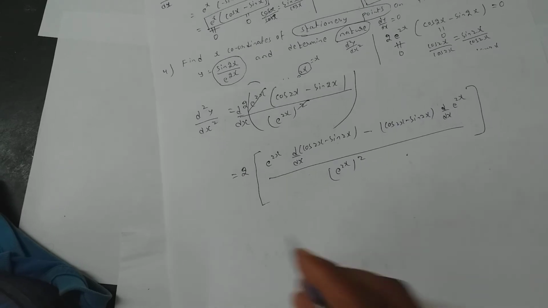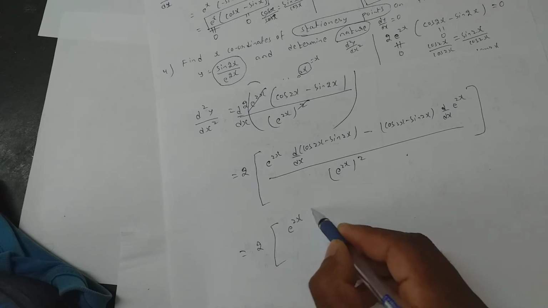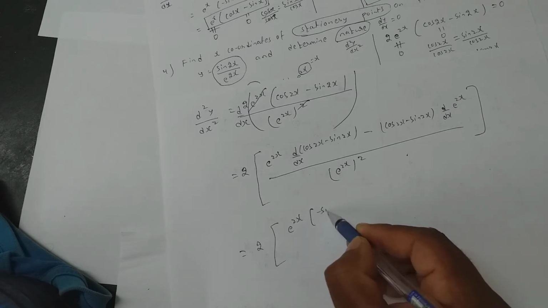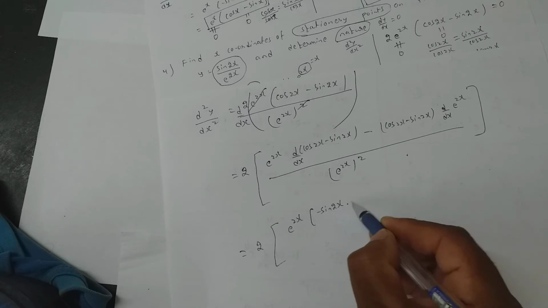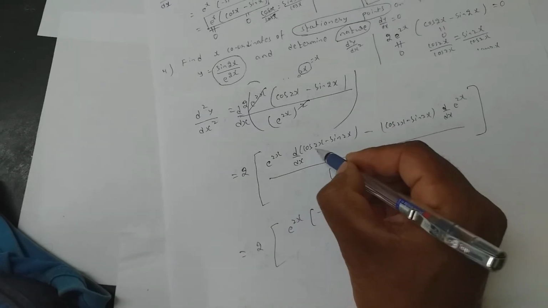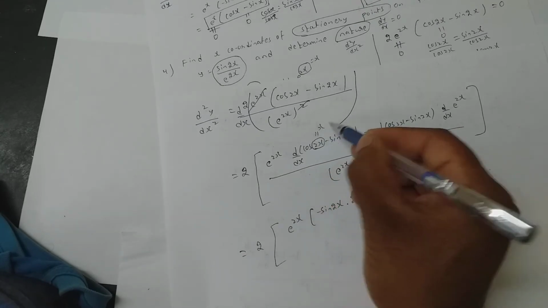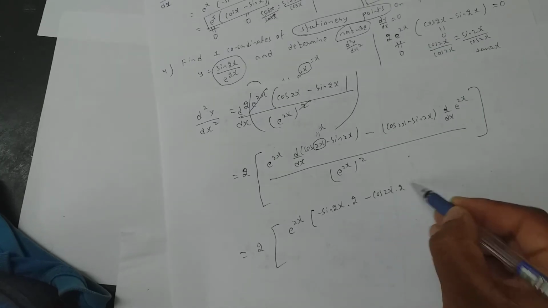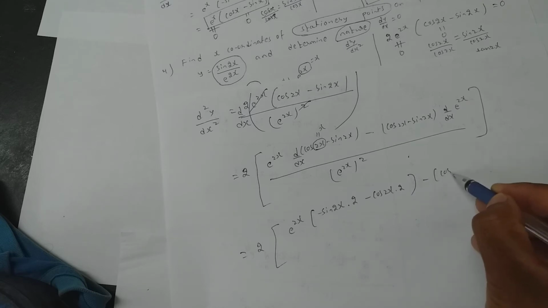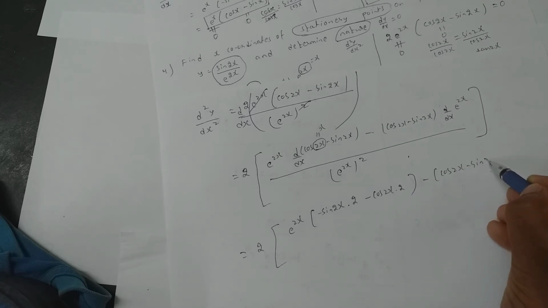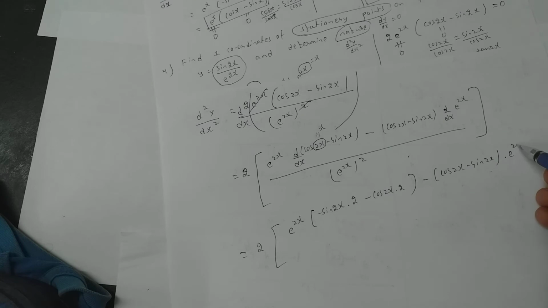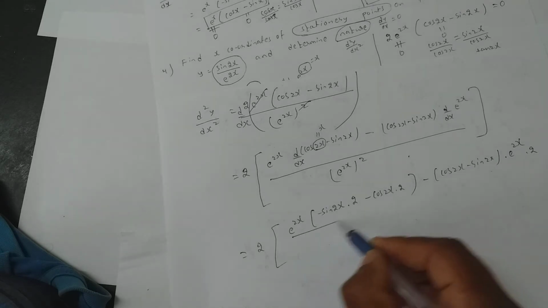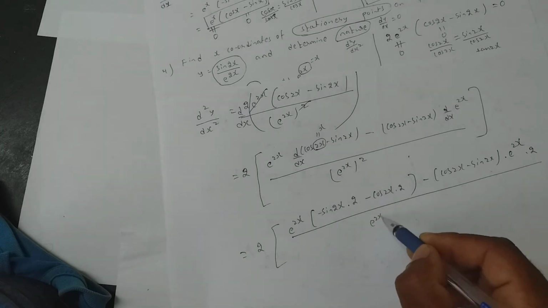Okay, so now what do you get? 2 outside, e power 2x into cos 2x derivative is minus sin 2x into 2. Students, you should not forget this because you assumed it to be x, and 2. Same way sin 2x is cos 2x into 2, minus cos 2x minus sin 2x into e power 2x derivative, e power 2x into 2 since you assumed it for x, by e power 2x whole square.